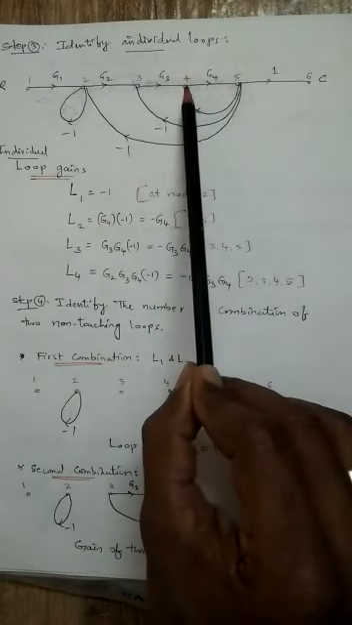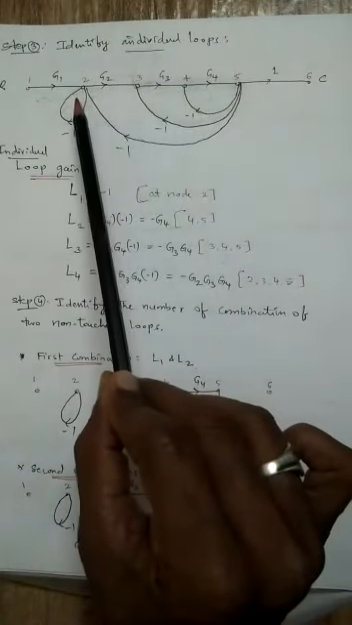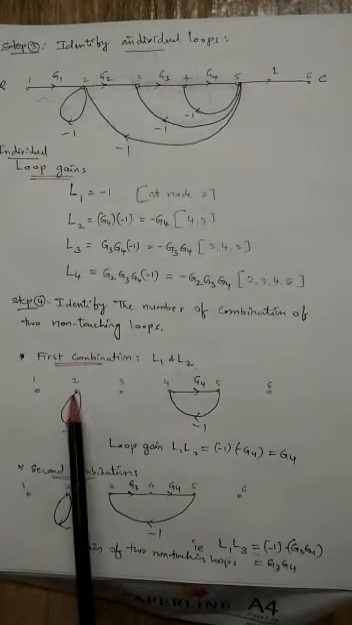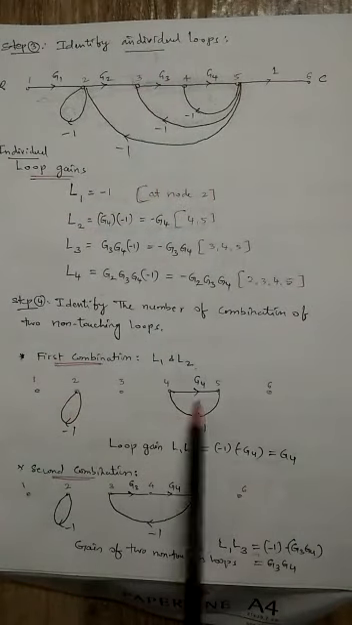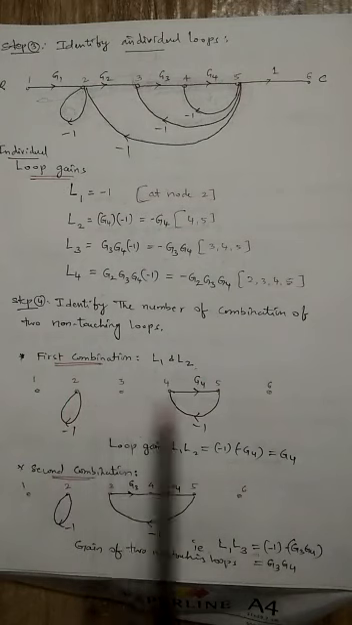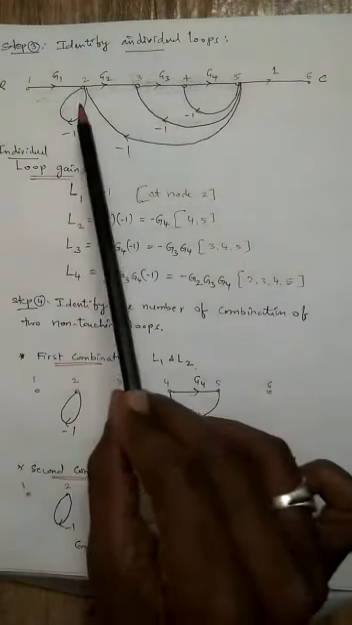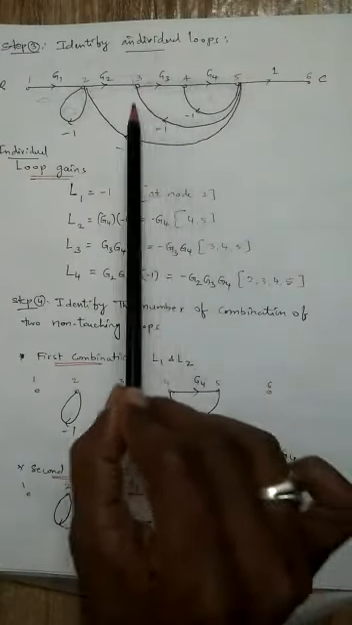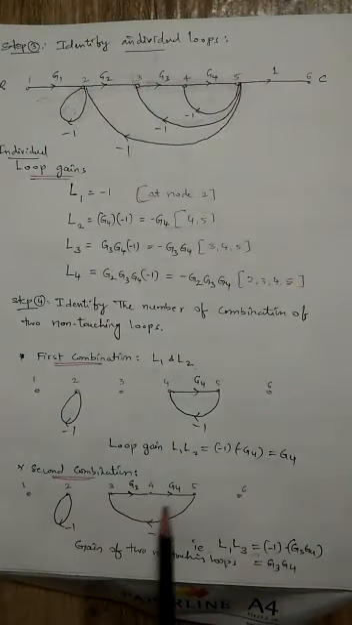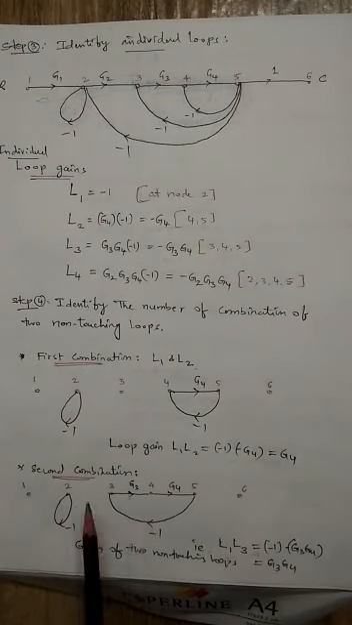L2 loop is connected to node 4 and 5. So these two are non-touching loops. I have written separately here. So they are non-touching. They are not touching each other individually. This is one combination. At the same time, L1 and L3. So L1, L3 is another combination of non-touching loops.